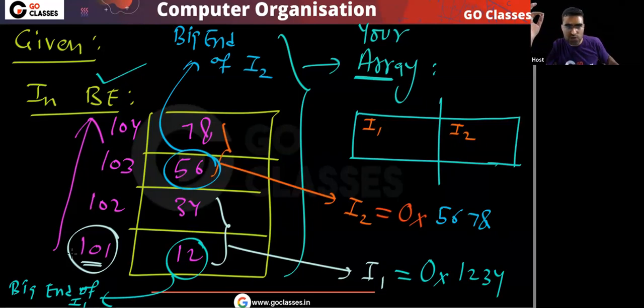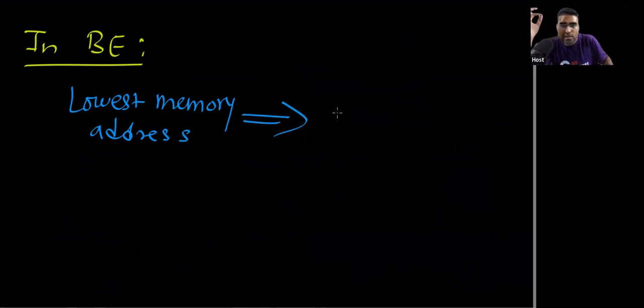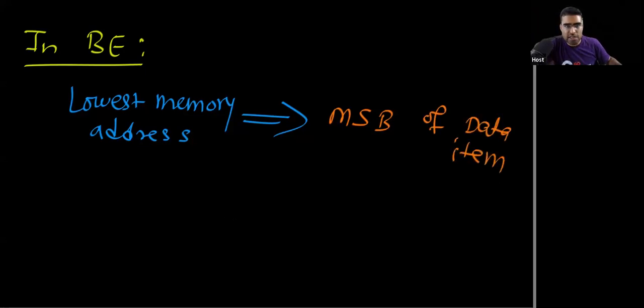Because in the big endian, you already know this. In the big endian system, on the lowest address, what will you get? Just tell me this. On the lowest memory address, what will you get? You will get the most significant byte of the data item. Clear? On the lowest address, you will get the most significant byte of the data item.